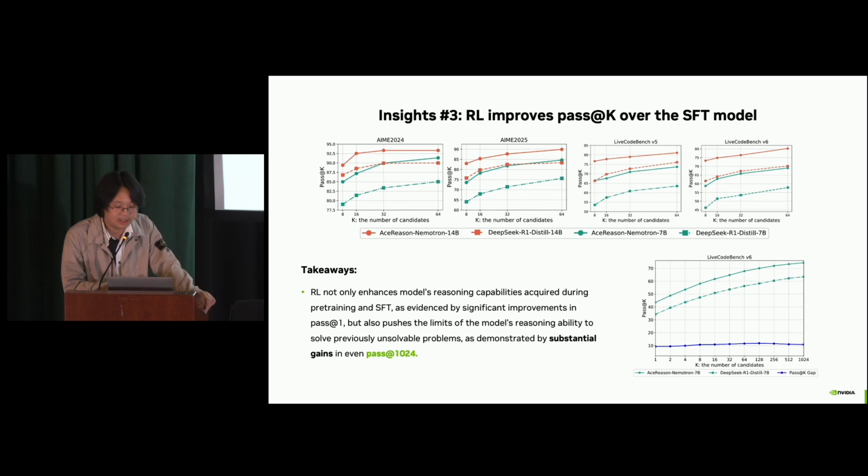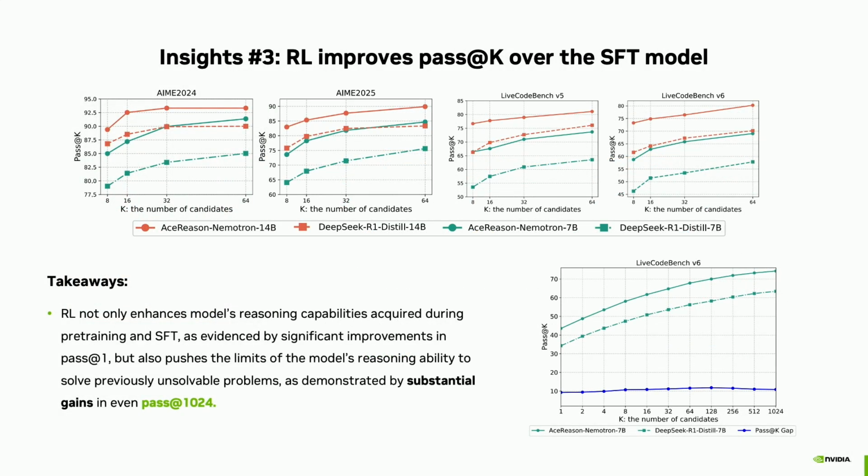Also, we found that code RL can improve pass at k over the SFT model. If we check the bottom right figure, we evaluate the model performance from pass at 1 to pass at 1,000. That's a really large number. We can see there is a consistent gap between the RL model and the base distilled model, a consistent 10% gap. So this means that RL not only enhances the model's reasoning capabilities, but it can also push the limits of the model's reasoning abilities.